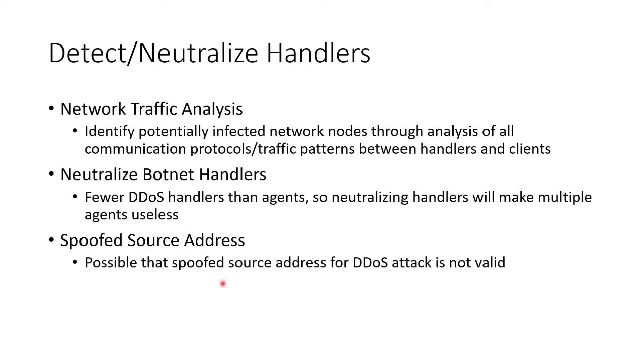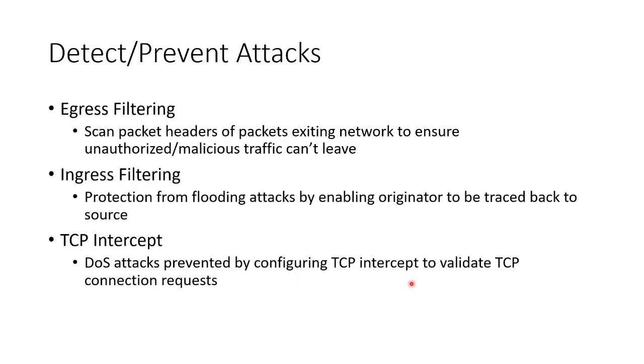And also, you're going to need to look at spoofed source addresses. Make sure that any source addresses are actually valid. Look for those spoofed addresses. Filter, coming in, going out. Ingress, egress. So scan packet headers of packets leaving the network to make sure that unauthorized or malicious traffic can't leave. Or protect from flooding attacks by enabling the originator to be traced back to the source.